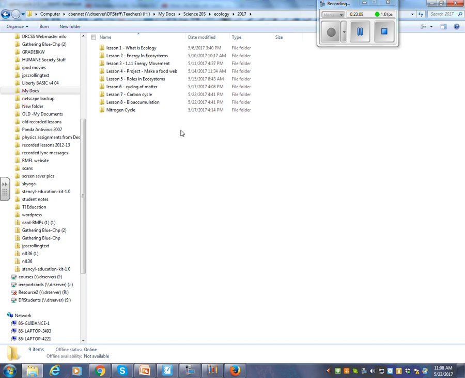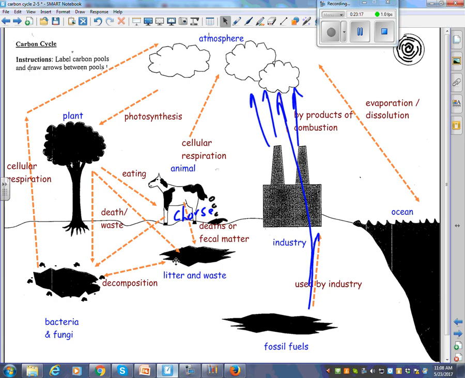So it says using your ecosystem. You're going to take your ecosystem that you created and turn it into this. You're going to show how your ecosystem works for the carbon cycle. So be sure to include arrows of movement. I'm sure you're going to have animals that breathe and poop. So I want you to show those arrows. I want you to show them breathing.